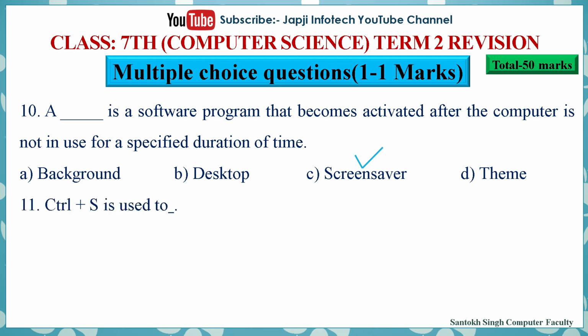And the 11th one is, Control plus S is used to dash. And their options are save, open, new, and the last one is close. And the right answer is, Control plus S is used to save.